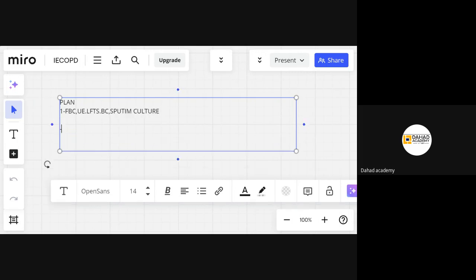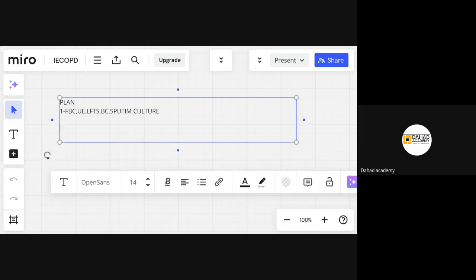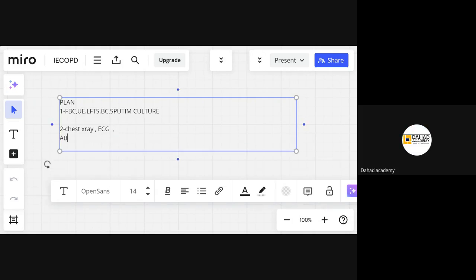You did a chest X-ray, and you did an ECG. You did an ABG, arterial blood gas, and repeated the ABG after 1 hour. You attached the slips with the ABG result to your paper, or it is on the system already.